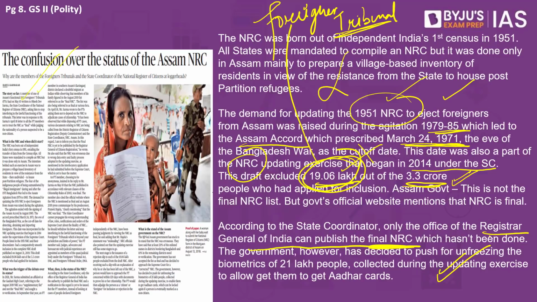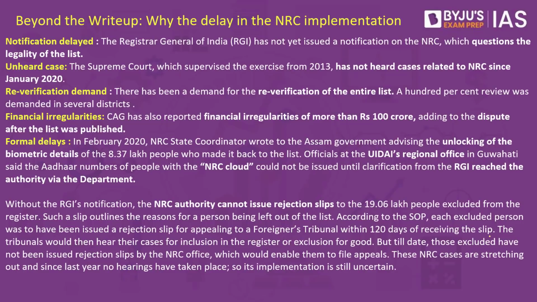Is the official NRC out, or is this NRC that is being published still not official and the government will still change it? Now there are a lot of reasons why this NRC delay is happening, because the NRC exercise was completed a few years back, but still the government is saying that this is not the official final NRC data. Now why is it? First point, as I said earlier, it is the responsibility of the Registrar General of India to issue the official notification of NRC, which has still not been done.